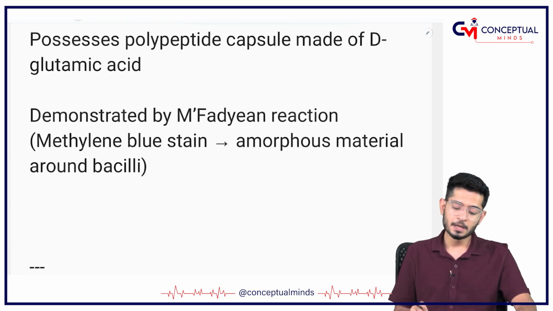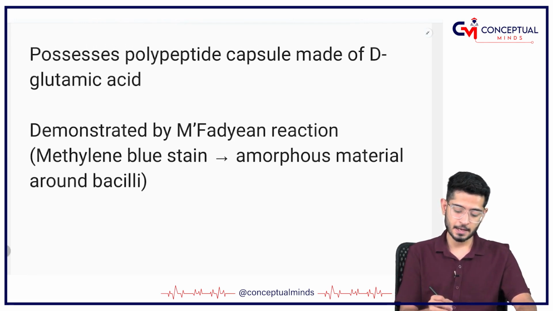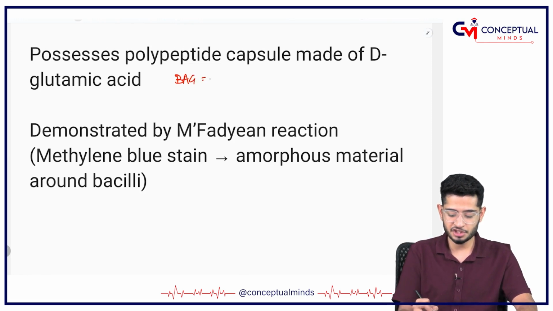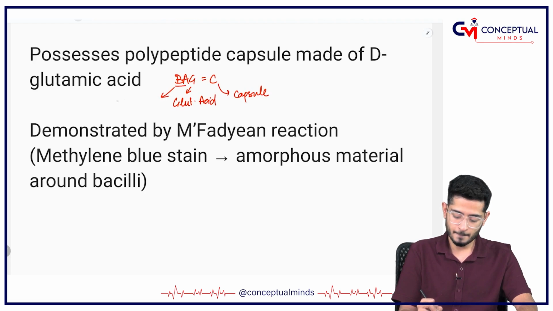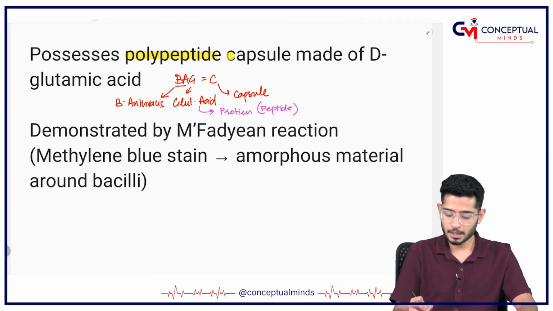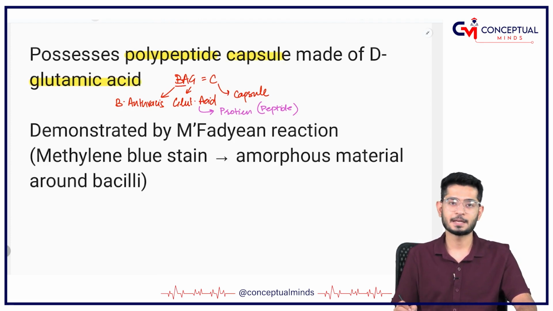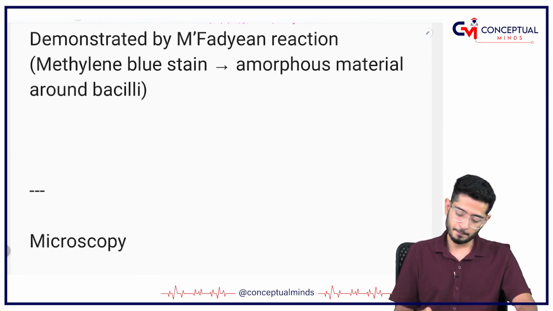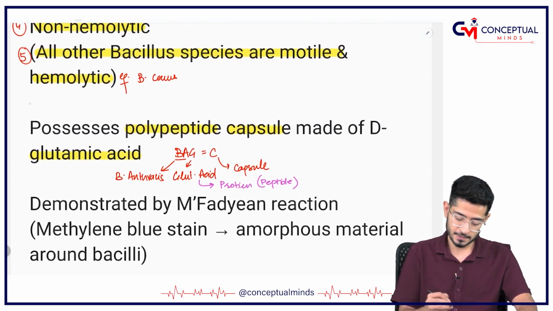Please remember that it possesses a capsule. I always give you this mnemonic: B, A, G, and G looks like C. So G means glutamic acid, C means capsule, and BA is used for Bacillus anthracis. Remember, glutamic acid is a protein, or you can say it is a peptide. So remember that it possesses a polypeptide capsule which is made up of glutamic acid. Now coming to a very important part of this capsule. This capsule is actually important. This is the sixth part in the introduction.